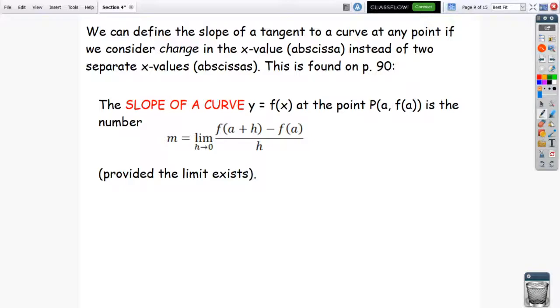All right. We can define the slope of a tangent to a curve at any point if we consider the change in the x value, the abscissa, instead of two separate x values. This is found on page 90. The slope of the curve at point A, f of A is the number m equals the limit as h approaches 0 of f of A plus h minus f of A over h, provided the limit exists. It is possible to not have slope at a specific point, but we'll get to that next chapter.